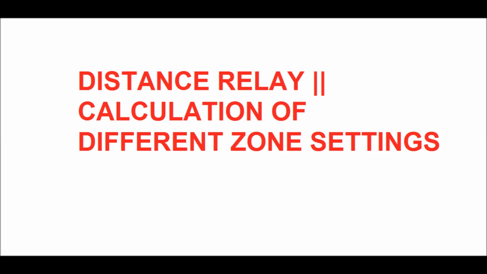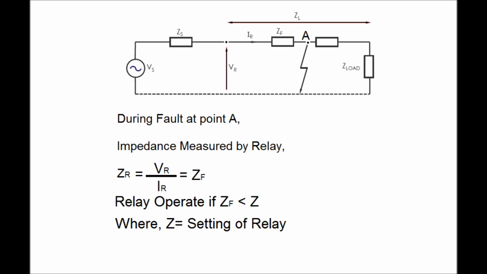Hello friends, today I will discuss how to calculate different zone settings of a distance relay. Now what is the philosophy of distance relay? That relay will send a trip signal to the circuit breaker. Now distance relay's other name is impedance relay, that is, a certain impedance is set in the distance relay.